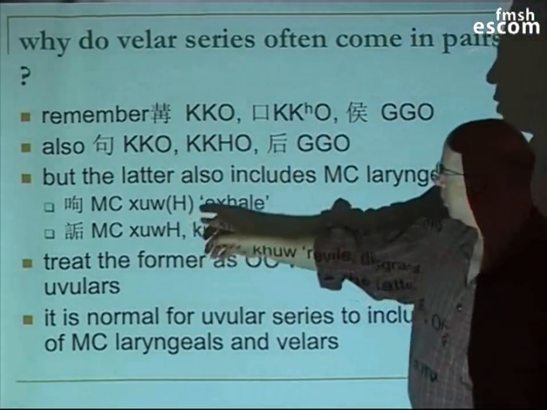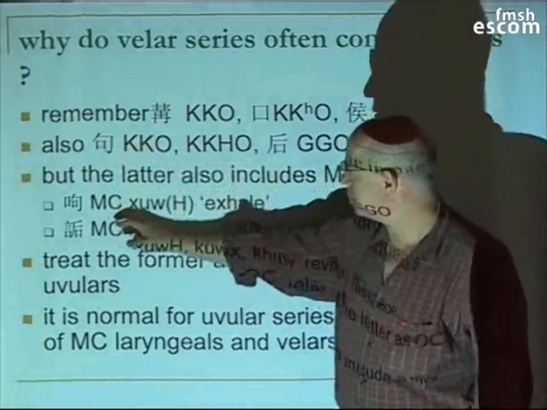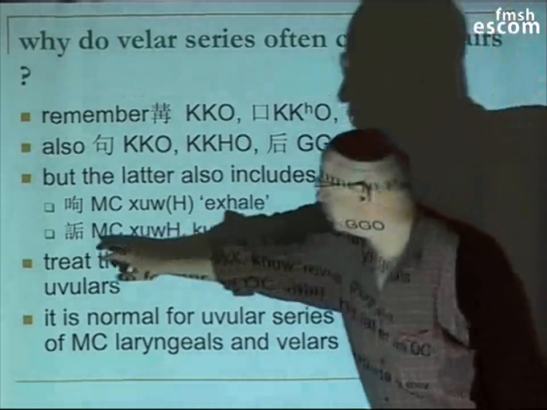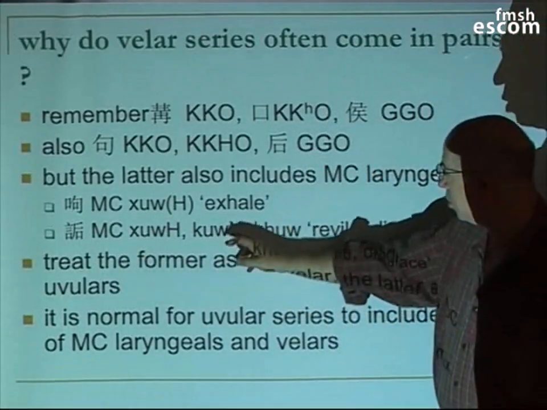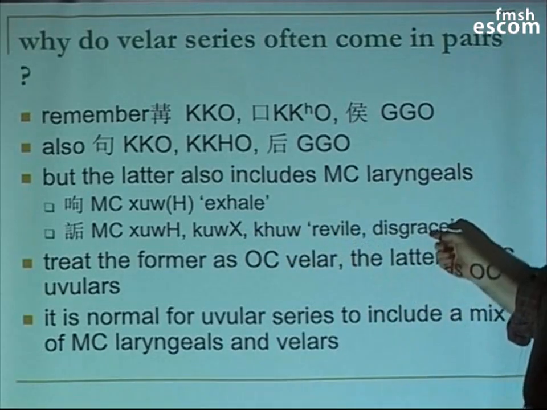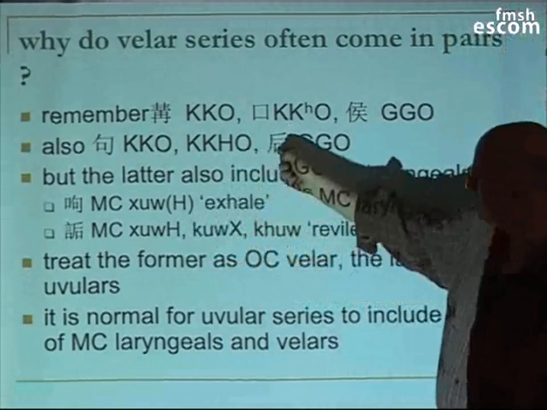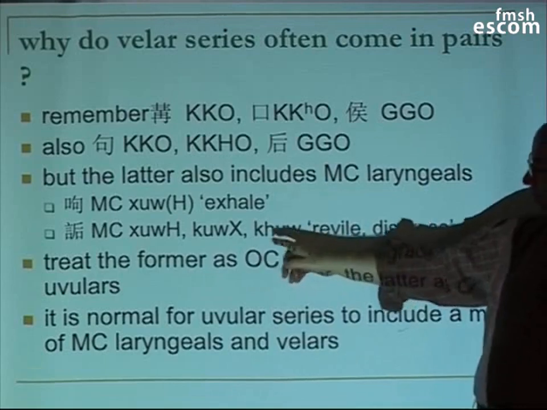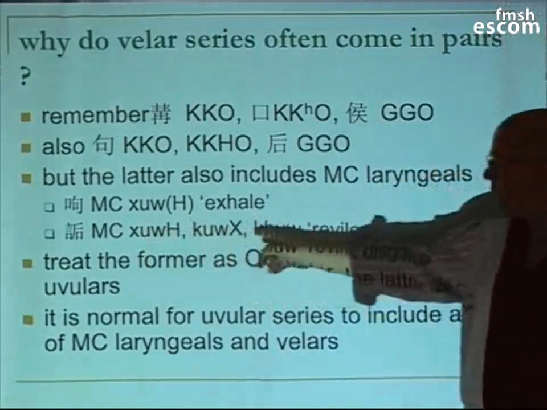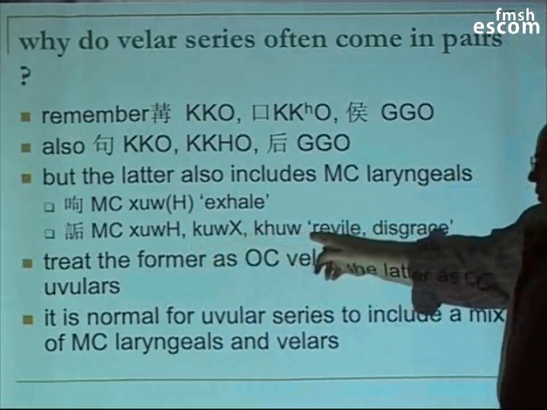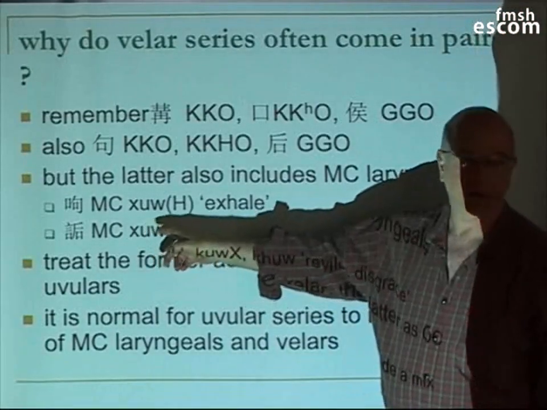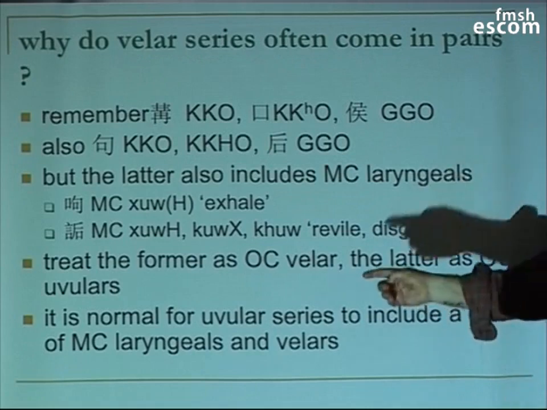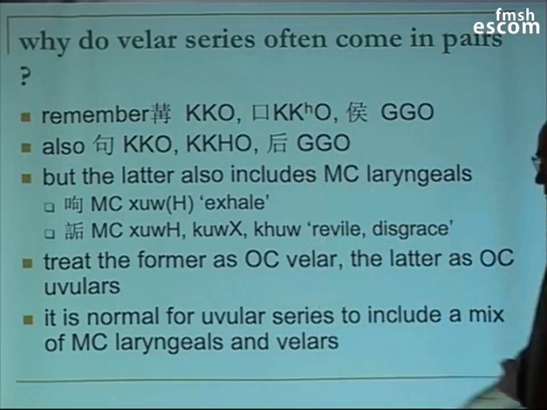For example, an example of laryngeals in this series is this word, ho, to exhale. This one, ho, or go, or ko, to revile, to disclose. So this is in this series, and this is in that series. And as you can see here, the laryngeal occurs in a word family that has velars. So this has to be uvular. Okay? So we treat these as velars, these as uvulars.